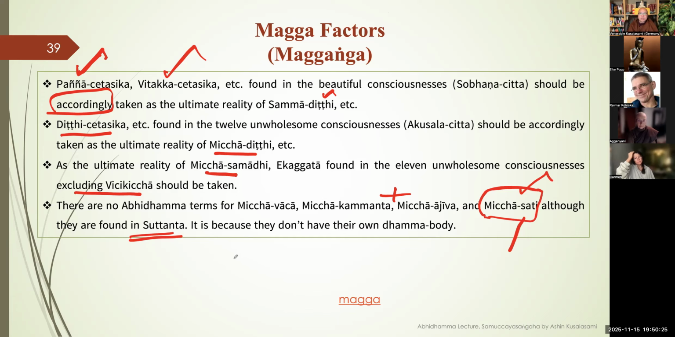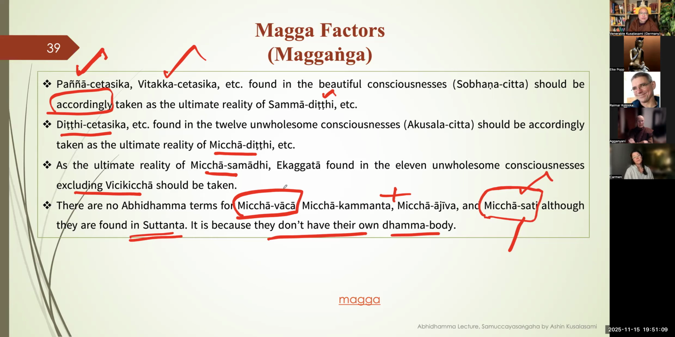In the commentary, the reason is that they don't have their own Dhamma body or ultimate reality, for example, Mecha Vaja. And regarding this, what I think is, in the Abhidhamma, the Abhidhamma Sangaha, Patthana, or Yamaka, Theravada Buddhist Abhidhamma has a framework. Everything is aligned with each other.